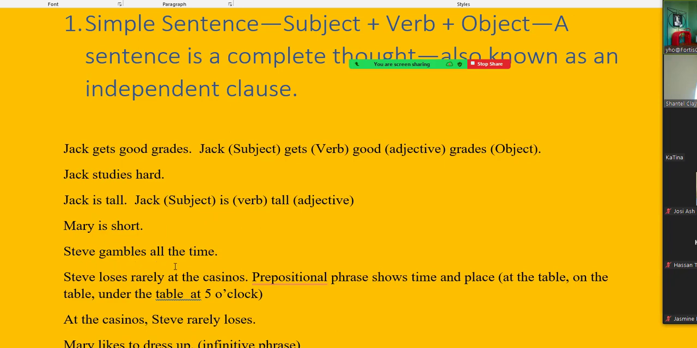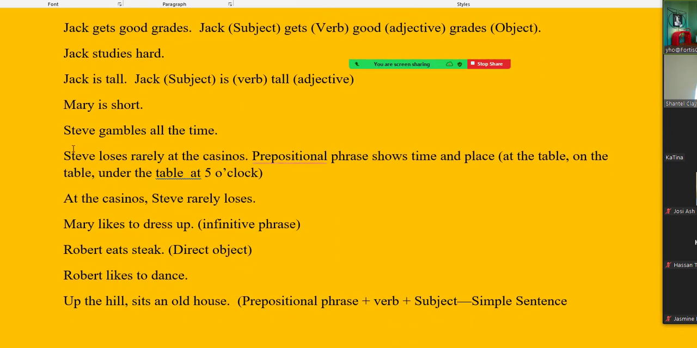"Steve gambles all the time." Here you have subject, verb, and then an adverb expression of time. "All the time" is an adverb expression of time. And that is a simple sentence. And then, "Steve loses rarely at the casinos." So what are the parts of speech of this sentence?